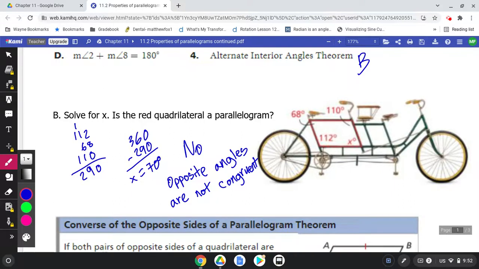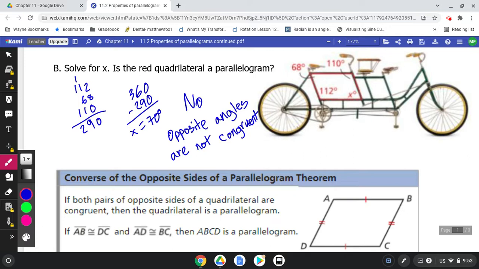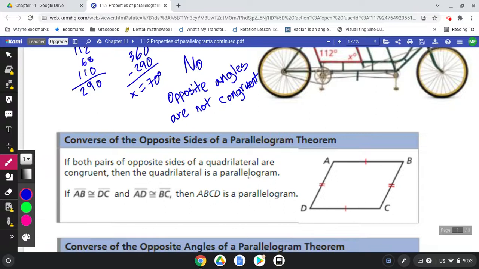Now, today we are going to talk about the converse of some of the rules we learned last week. Last week we learned that if something is a parallelogram, the opposite sides are going to be congruent. The converse states that if we see a quadrilateral with opposite sides that are congruent, right away I know it's a parallelogram. So we look here, AB has one mark, DC has a mark, AD has 2 marks, BC has 2 marks. That means opposites are congruent, which means it has to be a parallelogram.